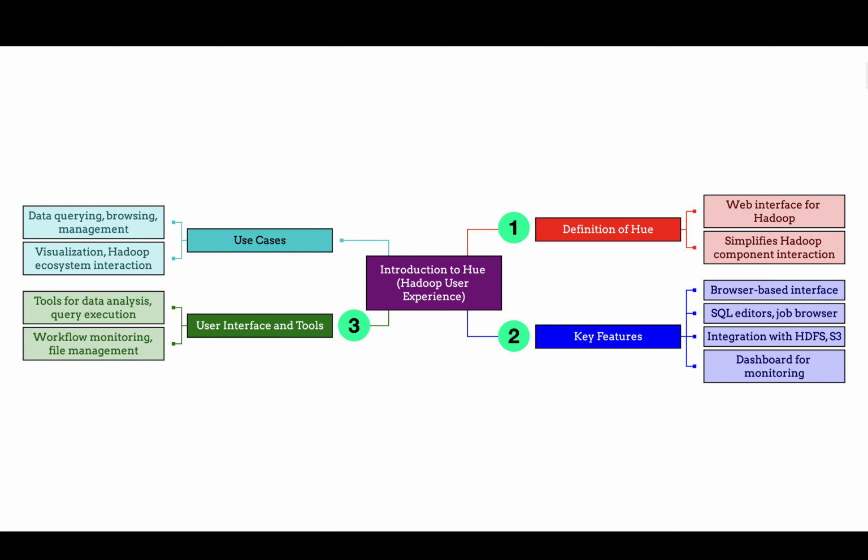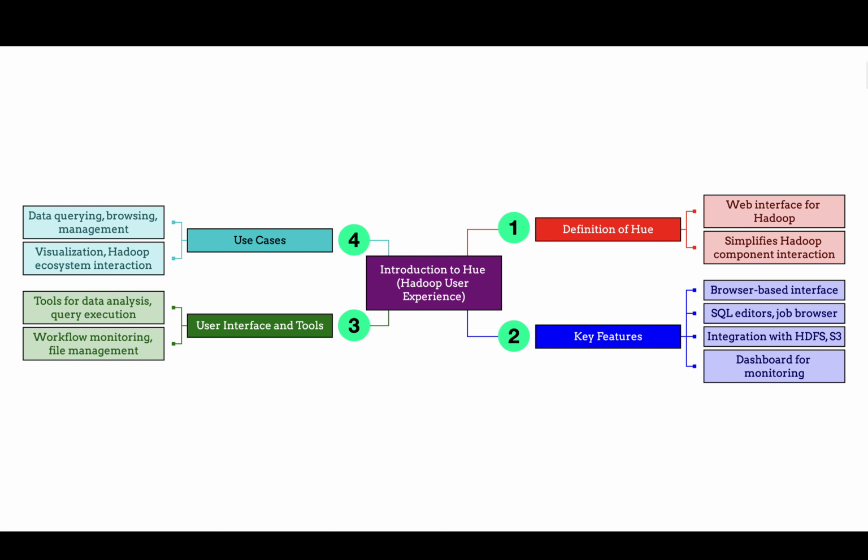3. User interface and tools. HUE offers a variety of tools for data analysis, query execution, job and workflow monitoring, and file management. Its interface simplifies complex operations and makes them more accessible to a wider range of users. 4. Use cases. HUE is used for data querying, browsing, management, and visualization.